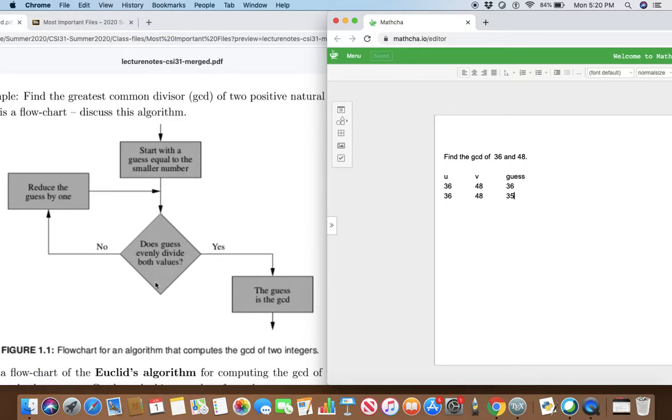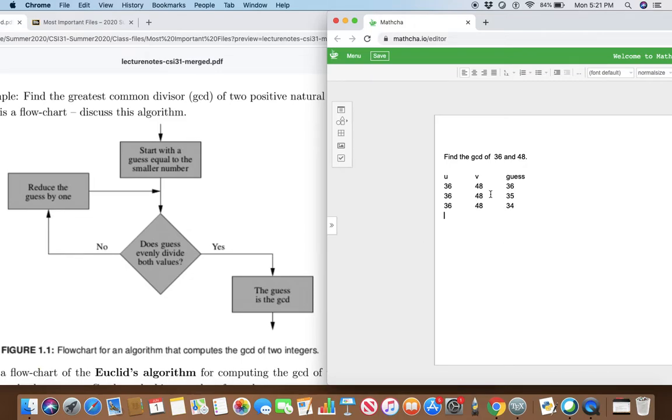Now again, this is a Boolean condition. I'm checking: does my guess evenly divide both values? So this is my guess. Does it evenly divide both values? No. So I go back. I have to reduce my guess by 1. So no change here, no change here. This has to be reduced by 1.